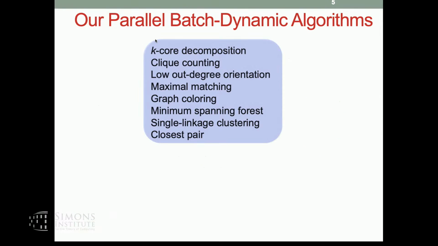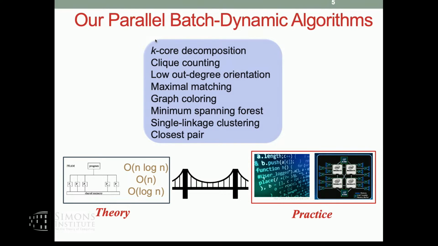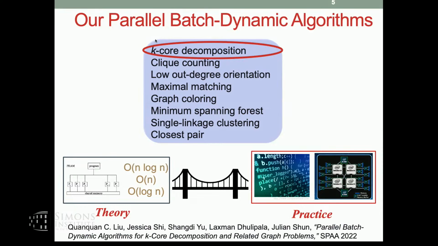Okay, so we've looked at a variety of problems in this parallel batch dynamic setting. Most of these are graph problems, but we've also looked at the closest pair problem, which is a problem from computational geometry. And for all of these problems, we were able to come up with theoretically efficient algorithms in terms of how much work they do and how much parallelism they have. And for some of these problems, we also implemented them and showed that they run efficiently in practice on modern machines, on real-world data sets. So today I'm going to focus on one of these results, which is the K-core decomposition result.